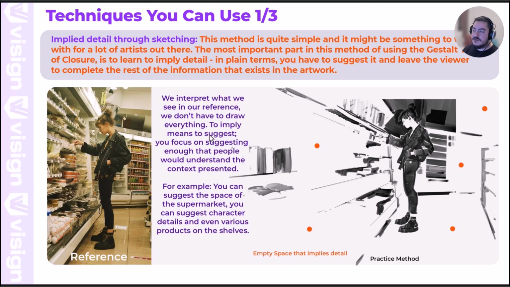To imply means to suggest. You focus on suggestion enough that people would understand the context presented. For example, you can suggest the space of the supermarket, you can suggest characters' details, and even various products on the shelves. As you can see, there are some shadows here in the back creating the silhouette of the products, but there's no clear idea of what type of products, but we can understand that this becomes the space of a store of some sort. It's not necessarily looking exactly like the supermarket here, but we definitely know that she is in a store browsing through items in the store.